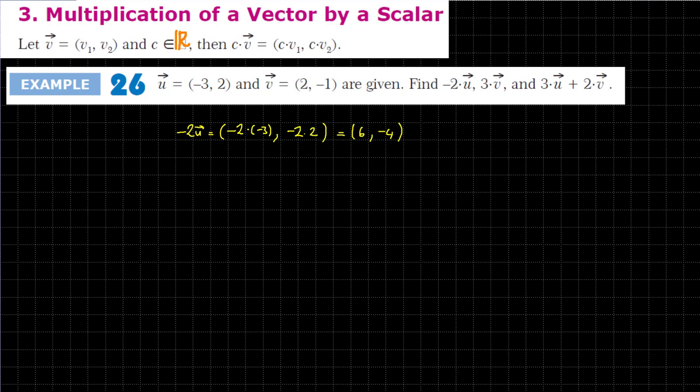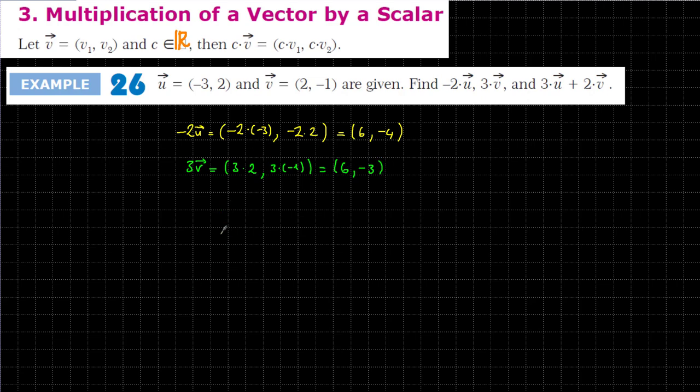So this is minus 2u, and I'm going to write 3v now. The 3v vector is equal to 3 times the v vector, which is 3 times 2, and 3 times minus 1. 3 times 2 is equal to 6, and 3 times minus 1 is equal to minus 3.